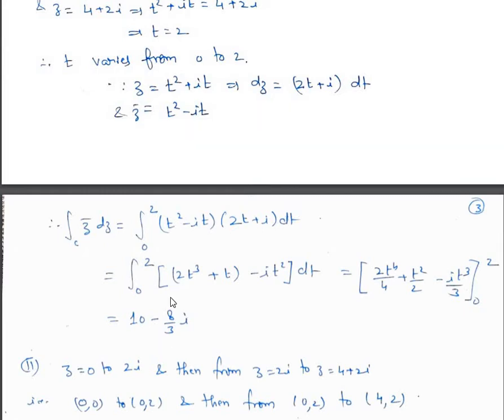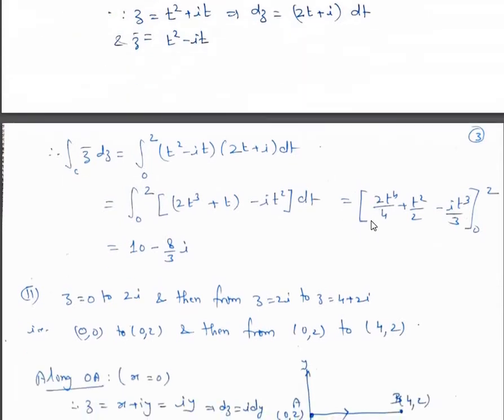So multiply it. We have the integral from 0 to 2 of 2t cube plus t minus it square into dt, which is 2t raised to the power 4 upon 4 plus t square upon 2 minus it cube upon 3, limits 0 to 2. And if you put the limits, the answer will be 10 minus 8 upon 3 into i.